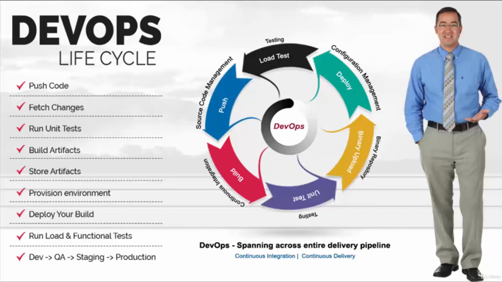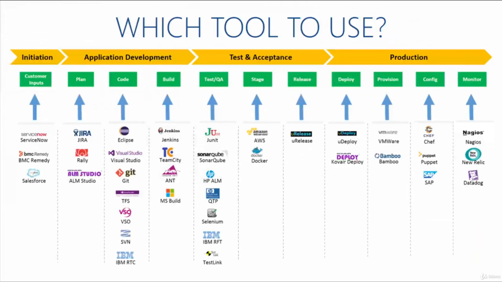And of course, we need tools to actually go through this entire process of your enterprise scalable app development. So which tool to use? Of course, there are several out there that you can use. There's ServiceNow to start from the initiation phase, then there's the app development phase, and you have several tools like Visual Studio, IBM RTC, and so on. You have Eclipse. Then you move into the test and acceptance phase. You have a bunch of tools like AWS, Docker, and so on. And then, of course, into production, you may have other tools like Chef, Puppet, SAP, and a host of other tools.